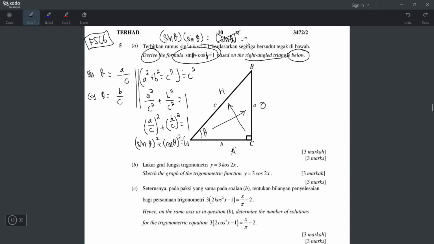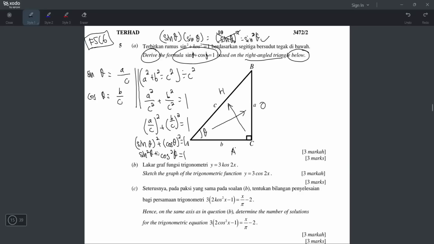Square, kalau kita tulis, kita akan tulis dekat sini. Okay. When we take sine theta times sine theta, we get sine theta square. But the square, we don't write it like at the theta like this. We write it here. This is the correct way to write it. So that's why it becomes sine square theta plus cos square theta equals 1.